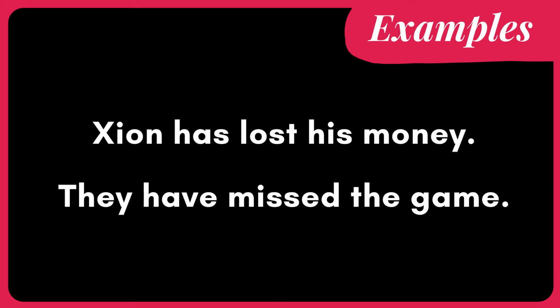They have missed the game. In the first sentence, Zion is a singular subject, so the helping verb has is used and is partnered with the verb lost, which is in participle form. In the second sentence, the subject is they, which is plural, so the helping verb have is used and is partnered with the verb missed, which is in participle form.